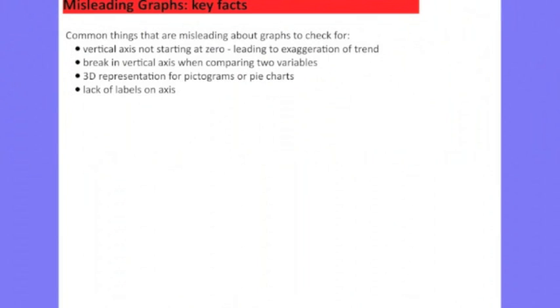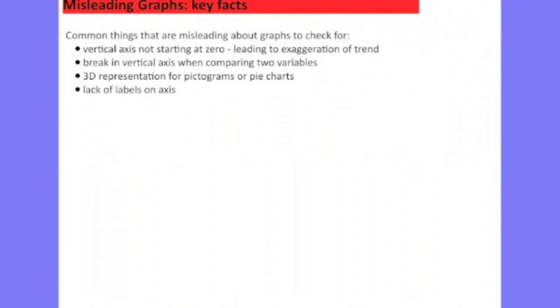Misleading graphs. You need to know common things that are misleading about graphs and check for these when asked about this. Now, these are the 4 points that I would recommend you look for every time. First off, the vertical axis not starting at 0. Now, this is misleading because it leads to an exaggeration of the trend. It makes it seem bigger or smaller than it actually is. Another thing to look for that's common is a break in the vertical axes when comparing the two variables.